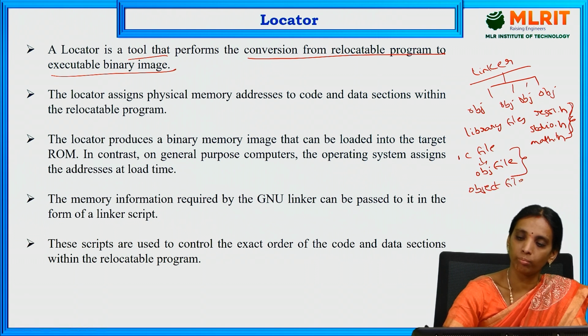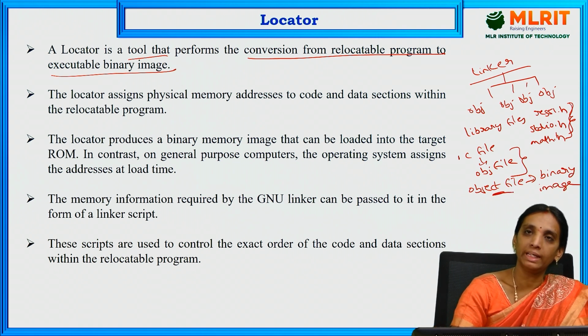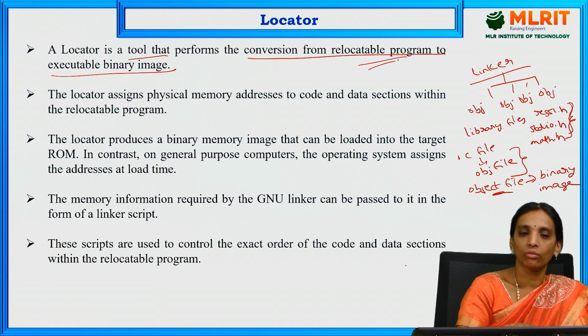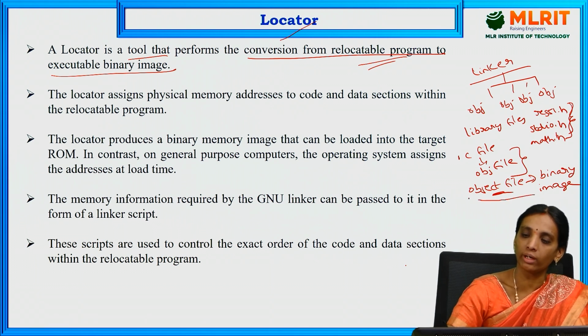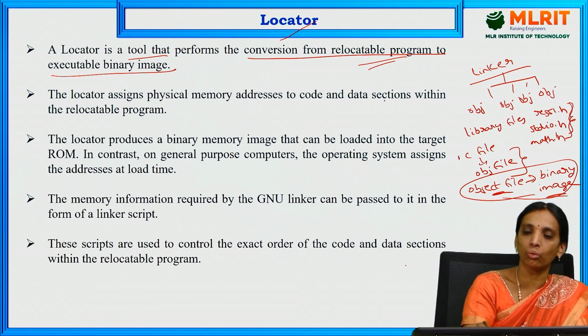That object file is called the binary image file. That binary image file is located in the memory, so that is called a relocatable program. Here the locator is used for converting this relocatable file into the binary image. It assigns physical memory addresses to code and data sections within the relocatable program.